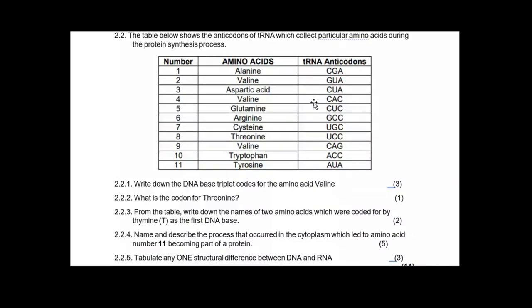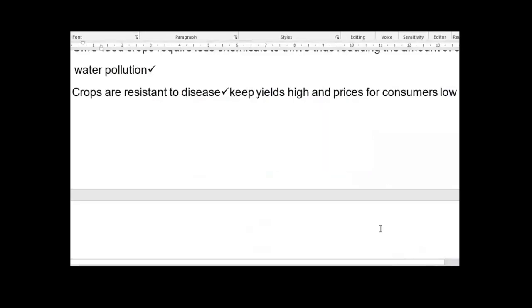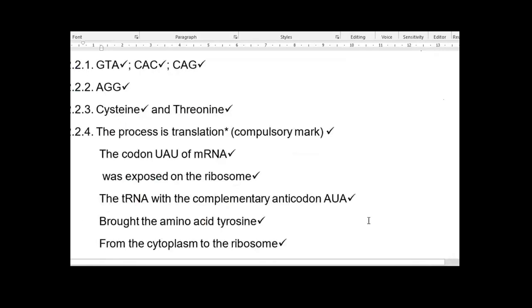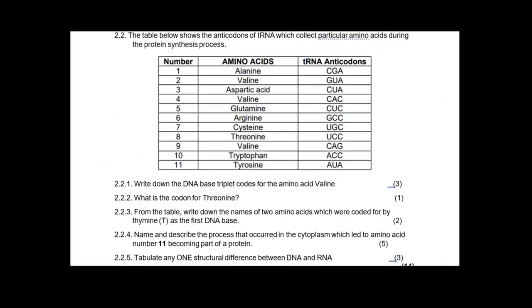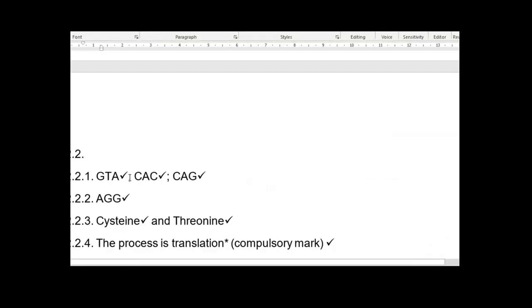Right, so I'm assuming you guys are all done. So remember, when you write the DNA triplet, you are given the tRNA. So you have to go from tRNA, first to mRNA, and then you get to the DNA codons for the valine. Okay, so let's see who got the answers correct. So it's 2.2.1. Write this down. There we go. So it's GTA, CAC and then CAG. Remember, you have to use T and not U because you are working on the DNA codon.